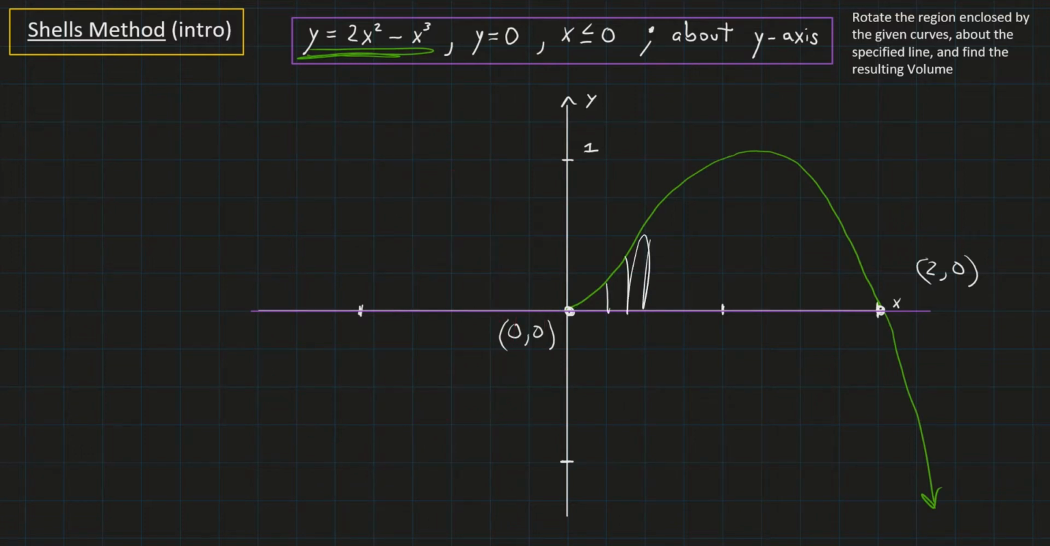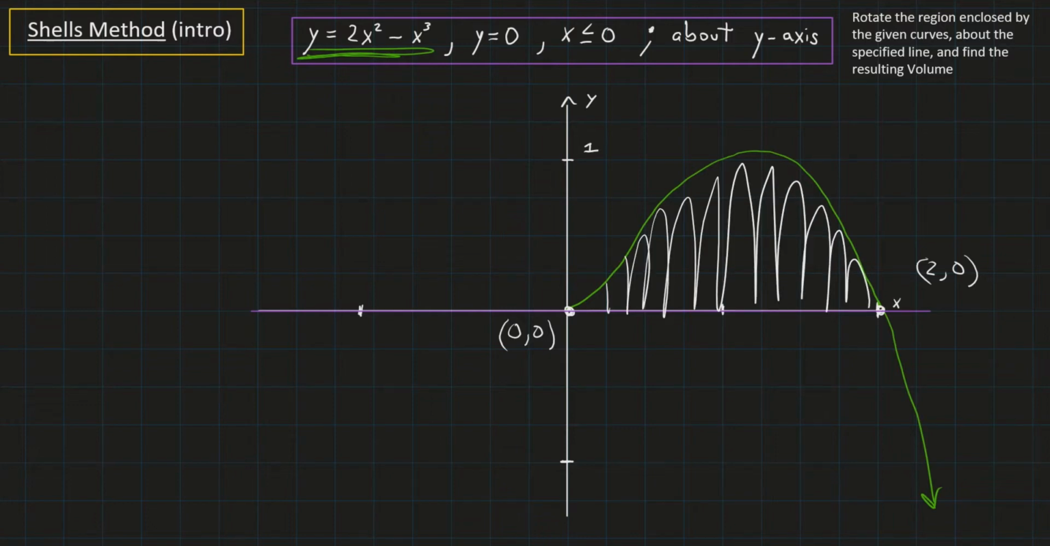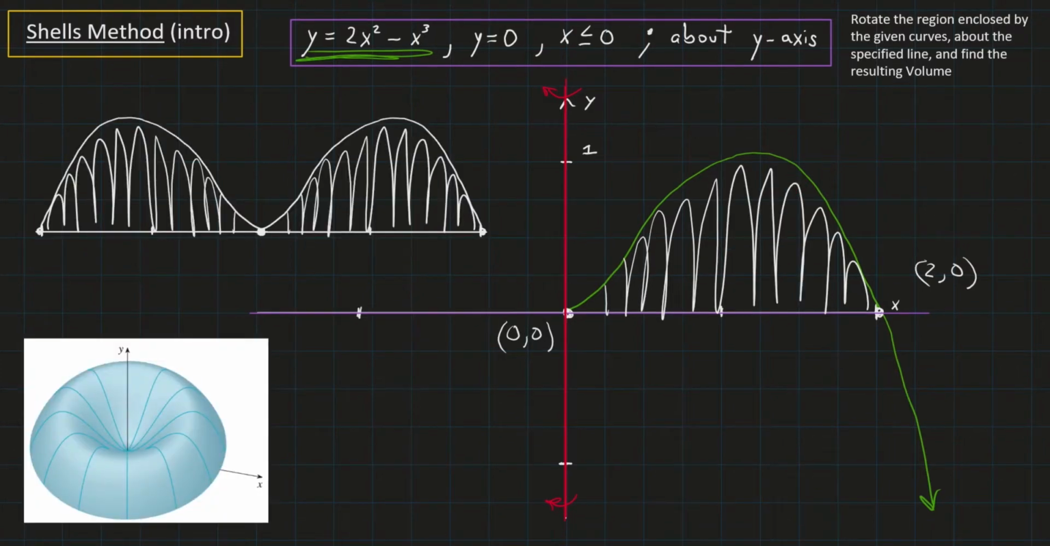Alright, so here is the region enclosed by these curves. And apparently I want to take that region and rotate it about the y-axis to form a 3D shape. And here's the shape I'm going to get. And here's a 3D look at that shape. So we want to envision this 3D shape not as a bunch of disks together, but a bunch of shells together. And that's a bit tough to do.